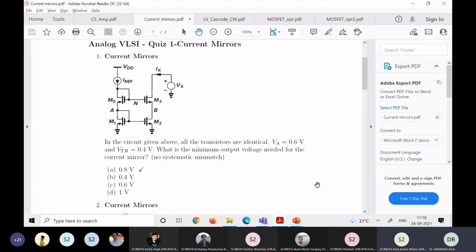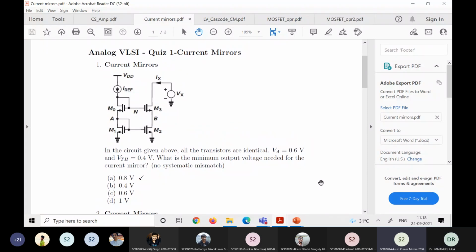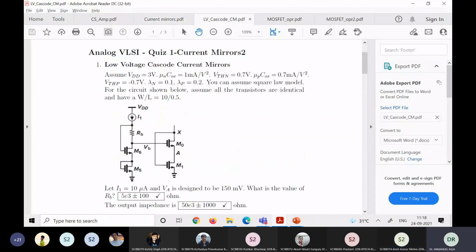Okay, sir. Since it was a current mirror, I took the exact thing and I got 2 VA to be the minimum. 2 VA is 1.2, which is not there in the option. Yes, sir. That was a little terrifying in the exam, sir. It was not there in the option. Okay. All right. Let's move to the next question.